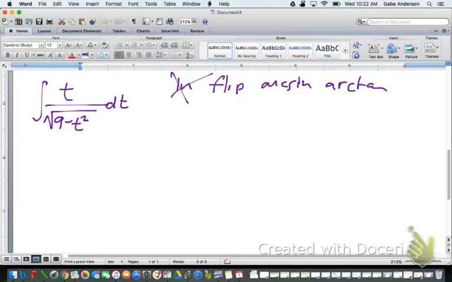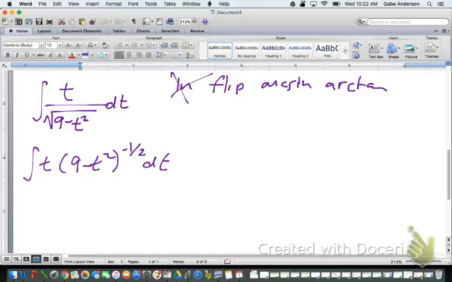Next, you ask yourself, all right, is it flip up? I would ask you to either mentally do this or actually physically do this on your paper. Say, let me try flip up and see if it works. So maybe you flip up and you write something like this: 9 minus t squared to the negative 1/2 dt. What's the question you got to ask yourself to determine if this works or not?